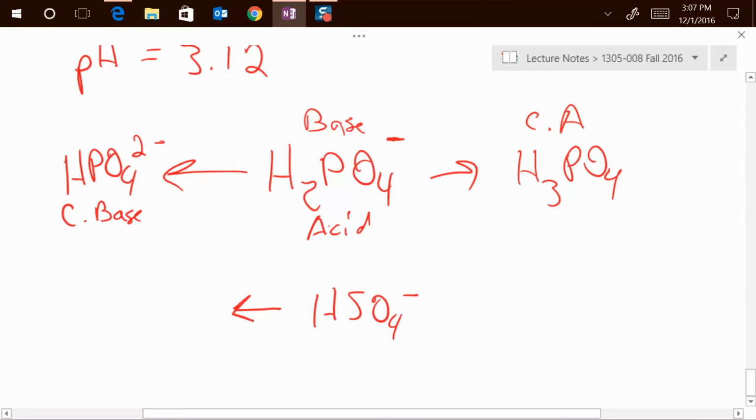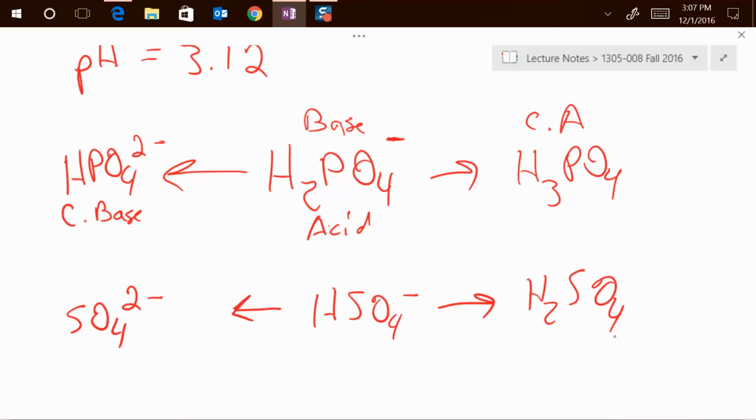What's the base? SO4 minus 2. Yeah. What is the acid? The acid always has more hydrogens. The base always has less hydrogens. Okay? This is the conjugate base of this. This is the conjugate acid of this.